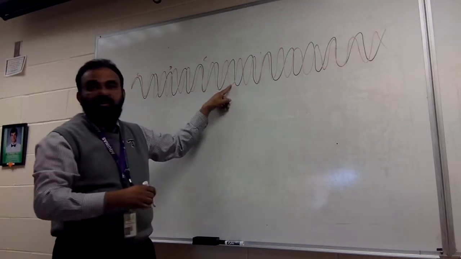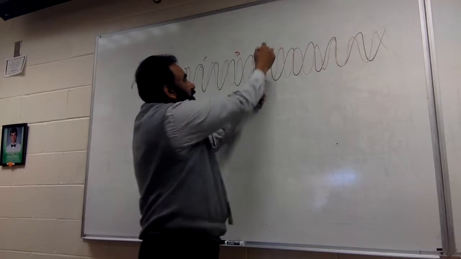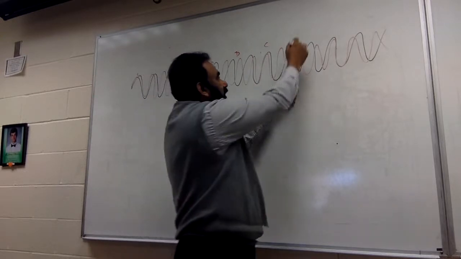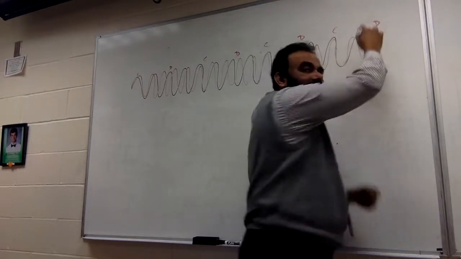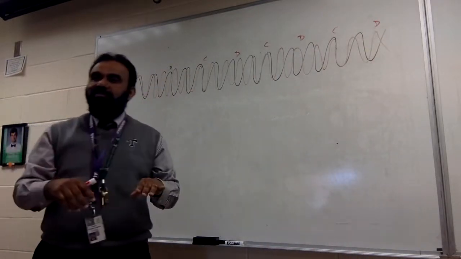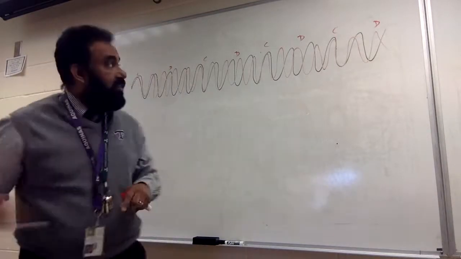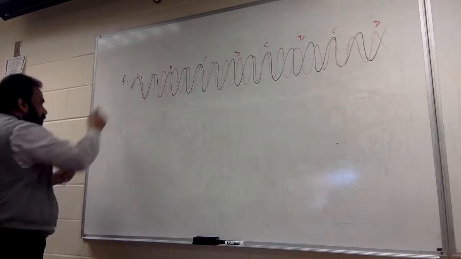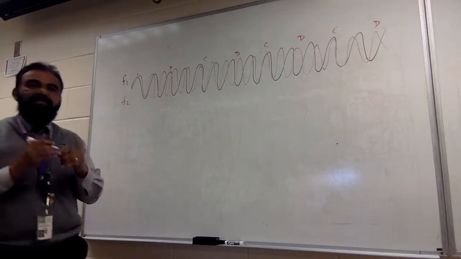And then that is destructive again. And then that is constructive again, and that is destructive again, and constructive again, destructive. You see it? So some places it constructs, some places destructive. Why is it happening? It's happening because there are two frequencies. There is frequency F1 and there's frequency F2 going in the same place.